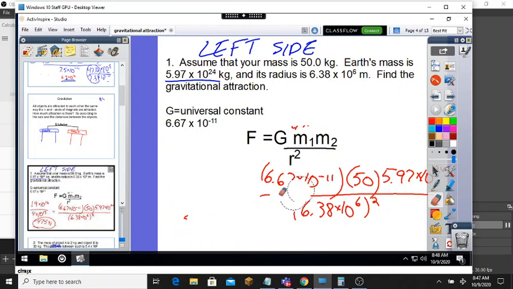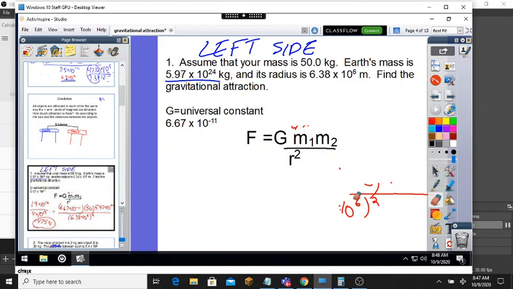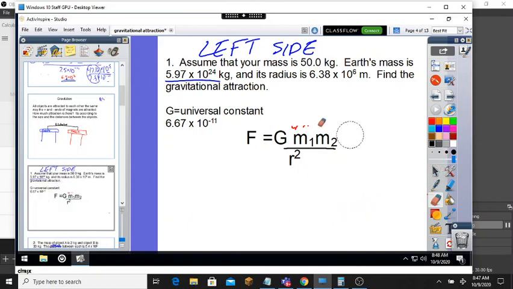Let me erase all of this part. So this is the formula that we are using. In order to find how much force there is between objects, or if we want to find the mass of an object, how big something is, or how far it is, that's the radius, we use this formula.